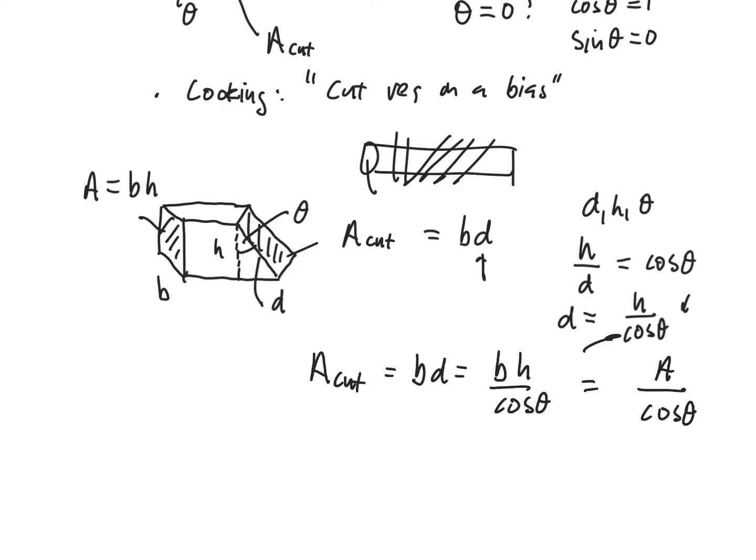And so now we have a relationship. I'm going to put a dash box around that. The way that I use dash boxes in this class basically means that's a semi-important result. It's not one that we're going to commit to memory, but it's very useful, and we're going to use it in subsequent analysis. So the area of the cut is equal to A divided by the cosine of the angle.